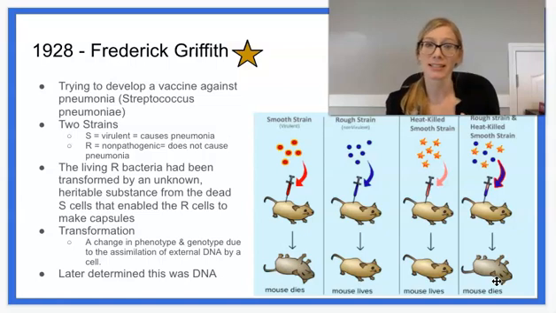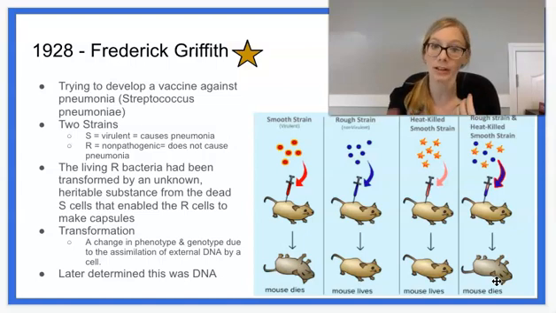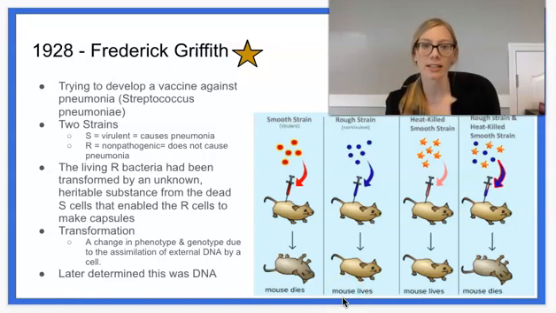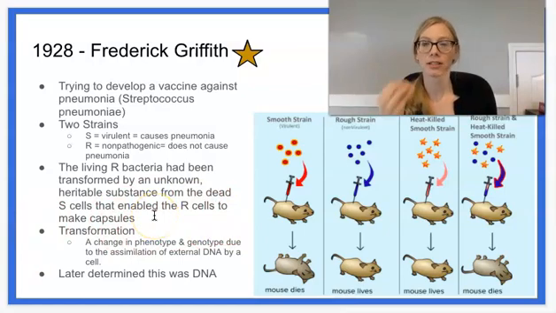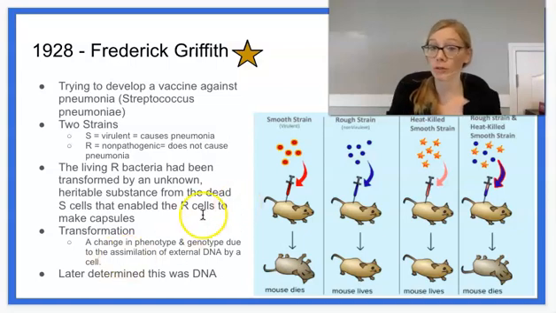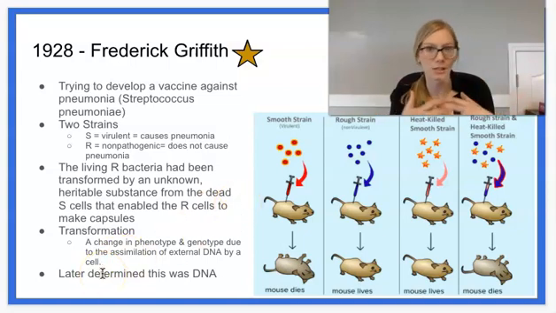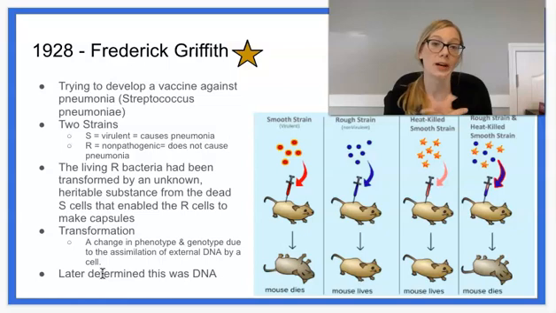Because the mouse died, somehow the living R bacteria has been transformed by an unknown heritable substance from the dead S cells. So what this really did is it allowed those R cells to make capsules that then caused the mouse to die, right? Caused the mouse to get pneumonia and die. Later on, we would call this process transformation. It's a change in phenotype and genotype due to the assimilation, or the insertion, accumulation, basically putting it into the genome of external DNA by a cell.